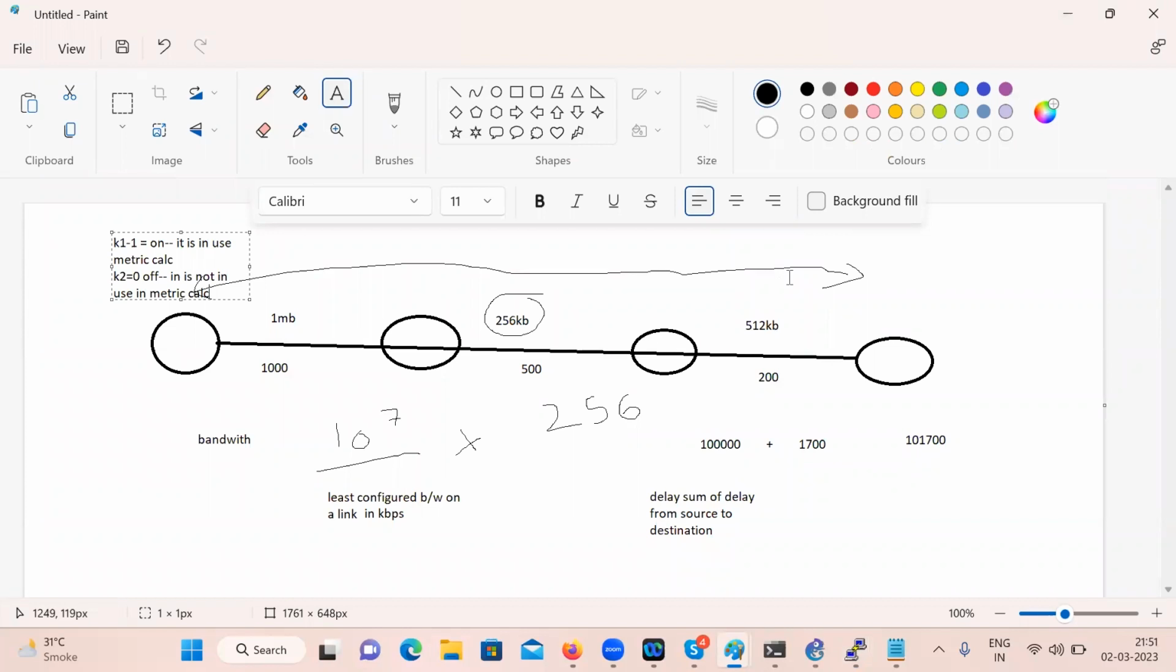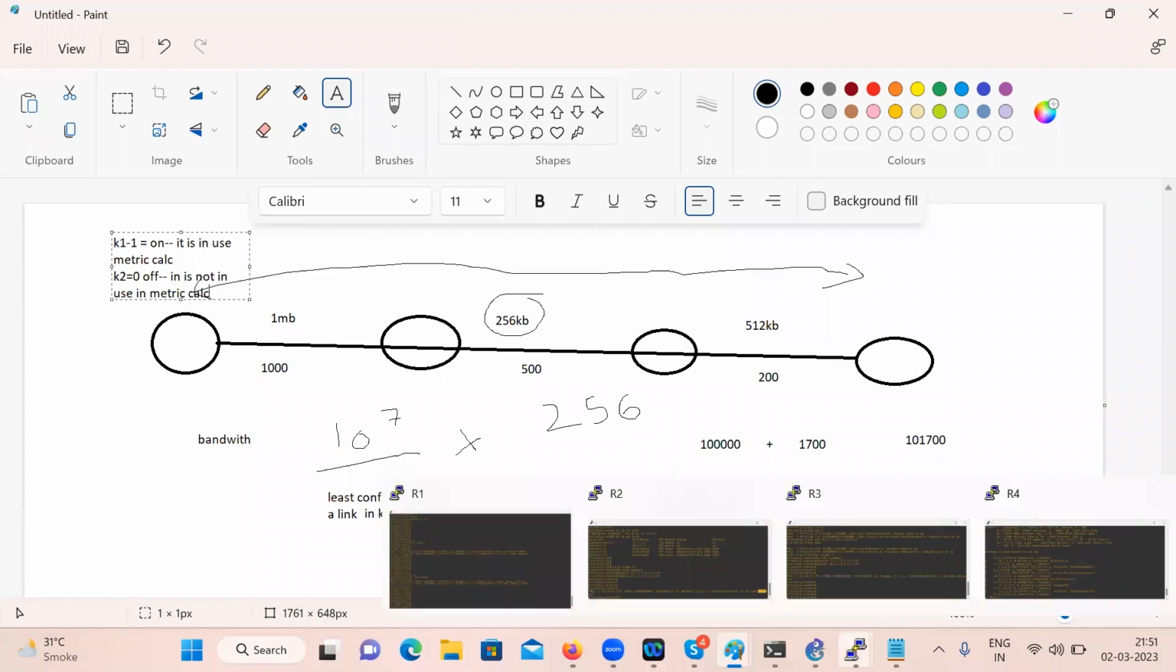This is the EIGRP metric calculation. Sir, with auto-summary, it will have the default classful subnet, whereas with no auto-summary, it gets only the network that has been advertised. Correct me if I'm wrong. Very good, right. Thank you so much, sir.